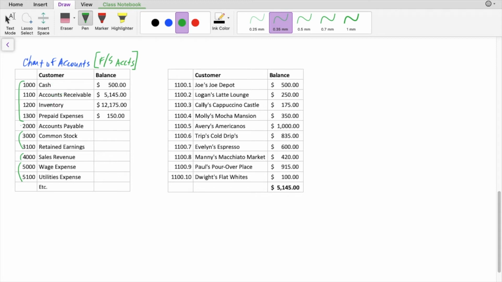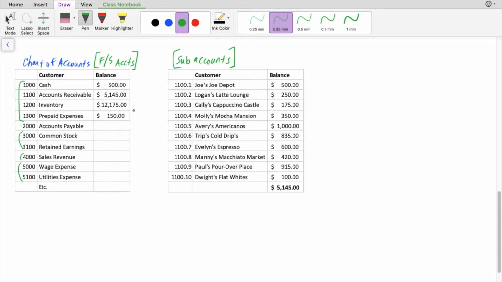However, most of the actual transactions that we're going to record in our accounting system are not going to use these account numbers. Most of the transactions that we're going to record are going to be recorded using what we call subaccounts.